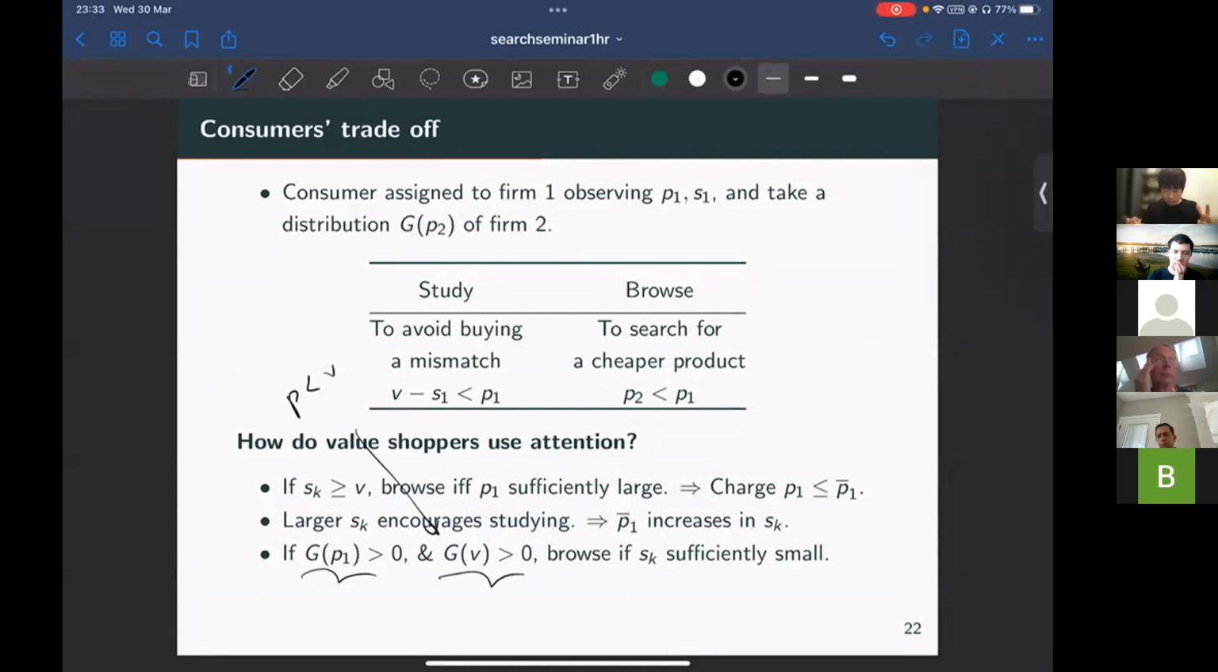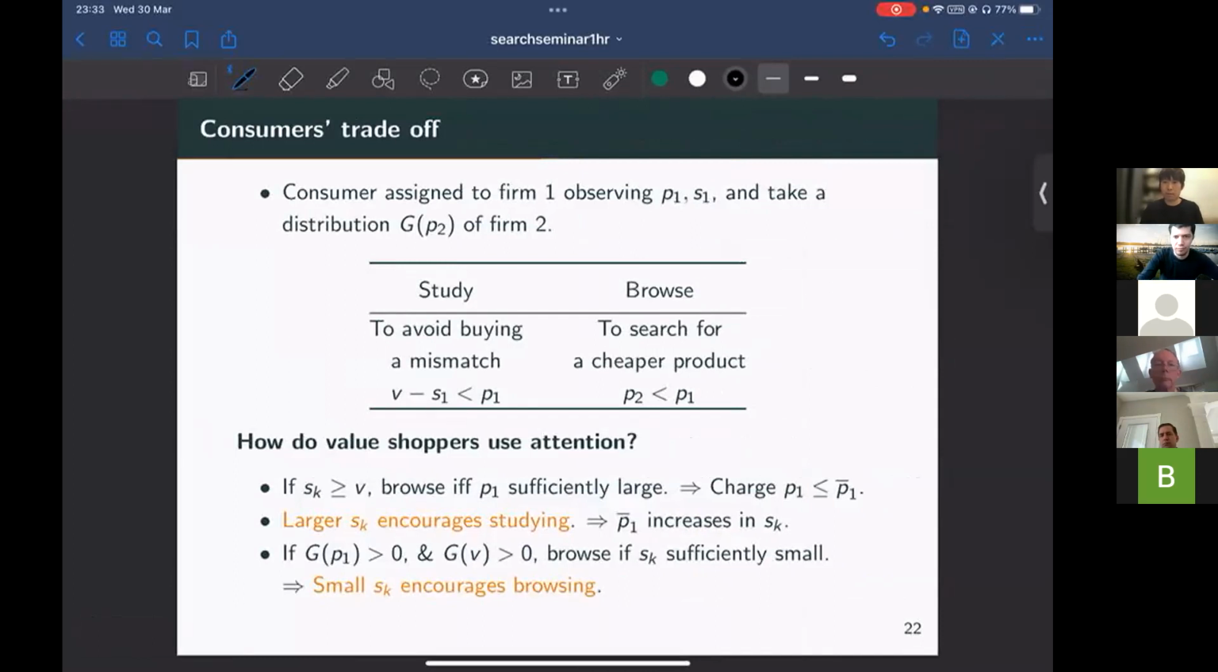So in that case, consumers will browse if S K is sufficiently small, in the sense that if S K is small, then the benefit of studying is lower, and therefore consumers are better off browsing. In particular, when S1 is 0, there's no dispersion at all, and it trivially holds. So small S K encourages browsing, and large S K encourages studying. That's the consumer trade-off, which is going to be useful when we talk about the equilibrium.